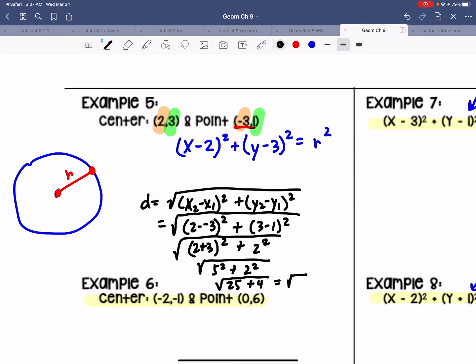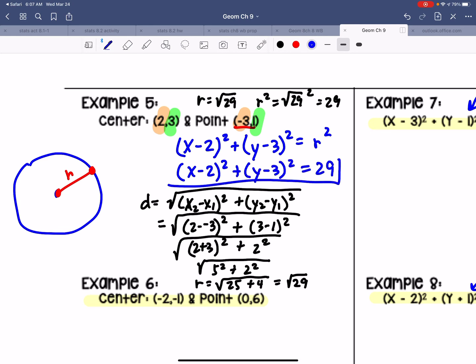And I get the square root of 29. So our radius is the square root of 29. So if the radius is the square root of 29, then the radius squared would be the square root of 29 squared, which would just be 29. So we can complete our task. Voila.